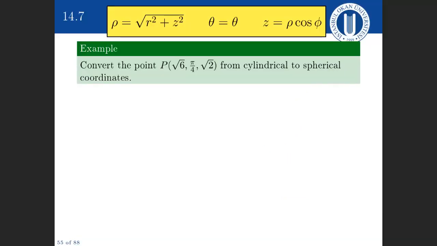Convert the point root 6, pi over 4, root 2 from cylindrical to spherical coordinates. I've written the equations that we need at the top. Rho is the square root of r squared plus z squared. Theta is equal to theta. Theta doesn't change. Z is equal to rho cos phi.